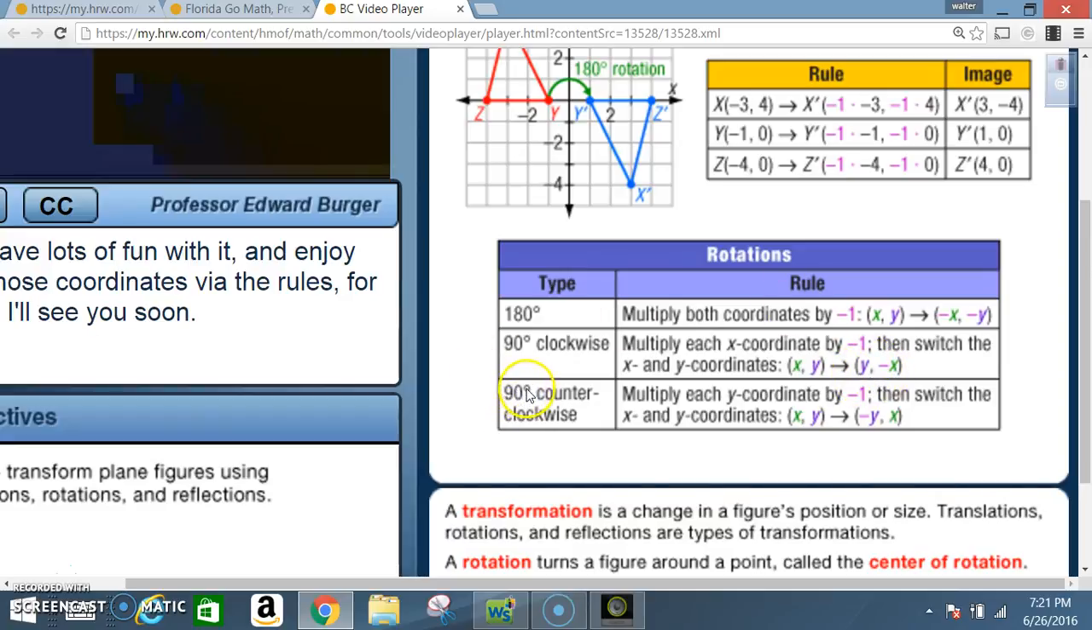If it's a 90-degree counterclockwise, we multiply each y coordinate by a -1, then switch the x and y coordinates. So when it's counterclockwise, we multiply the y by a -1, and then switch the place of the x and y. So the y becomes first, negative, and the x is second.